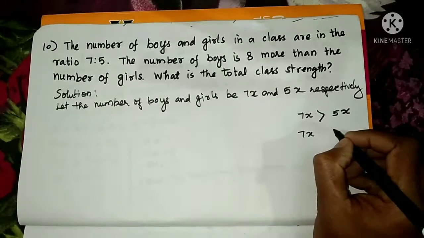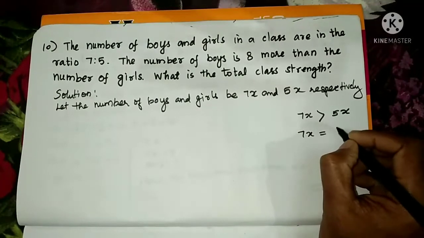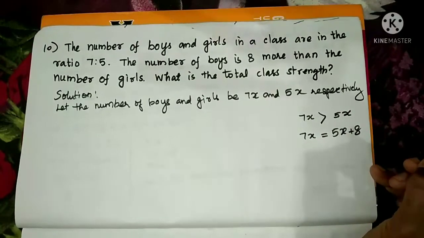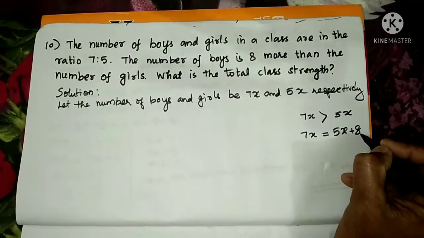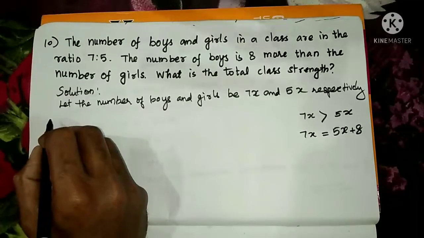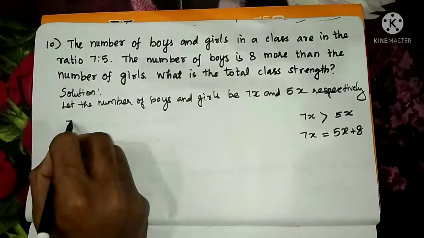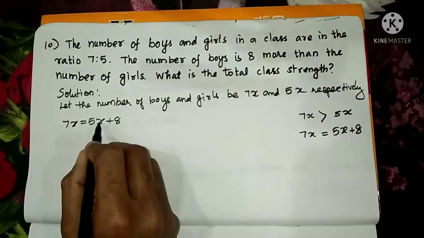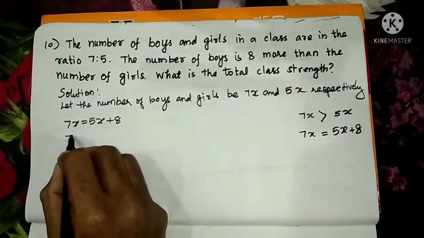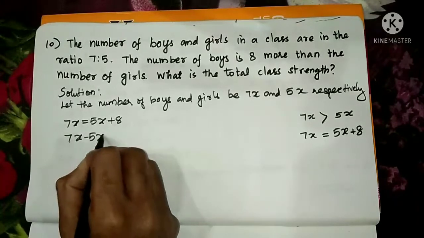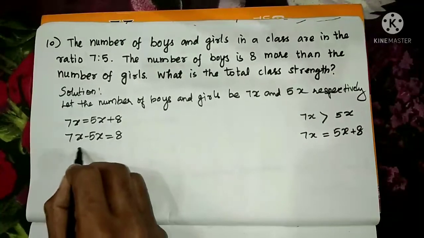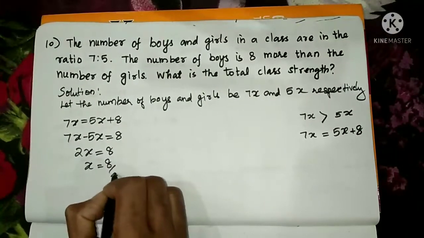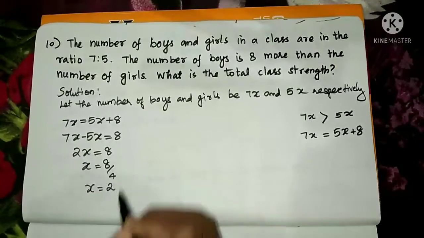Like 7x, if you want to equate, we may add the 8 with the 5x. So from this we got the equation: 7x equal to 5x plus 8. We can bring this 5x to this side. So we'll get 7x minus 5x is equal to 8. So 2x is equal to 8. x is equal to 8 divided by 4. x is equal to 2.